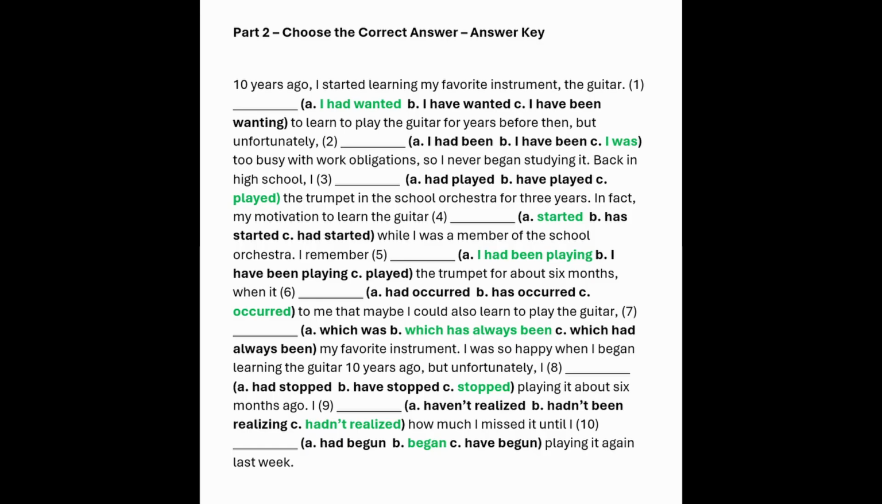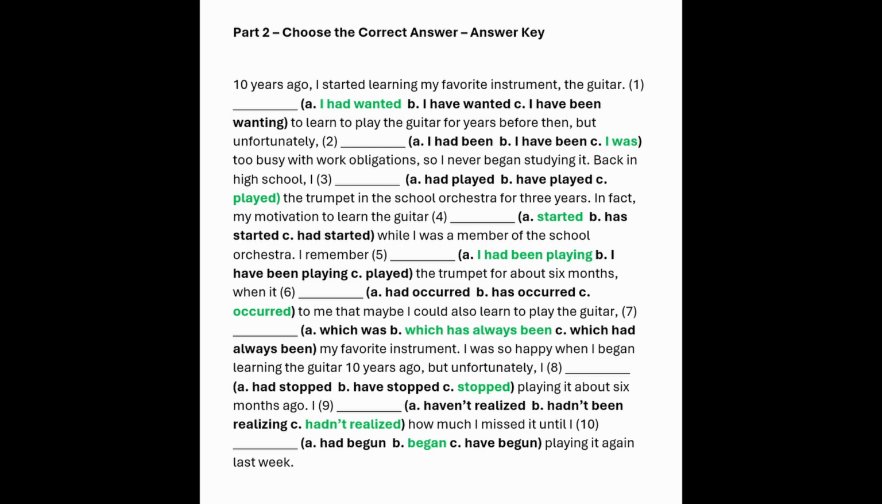Now, the present perfect would be used if it continues into the present, or if it happened at a very general time. But this is a specific time. This is a specific time in high school, and this is a specific time which is finished. So the correct answer should be I played, simple past, because it's just one action. It's complete. It's finished in the past. One action, simple past. Not present perfect, because this does not continue into the present, okay? So number 3 should be I played. That's C, all right? I played the trumpet in the school orchestra for 3 years.